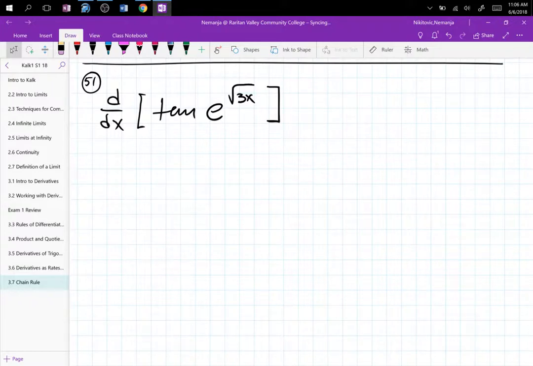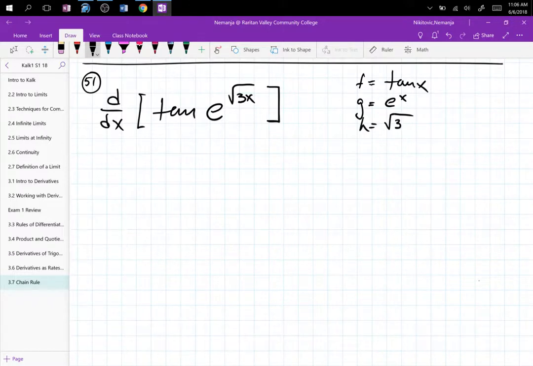Okay, let's take a look. How many functions? 3. So the outer function f would be what? Tangent x. Very good. Then one level in, e to the x. Very good. And then the last layer. Okay, so square root of 3x.